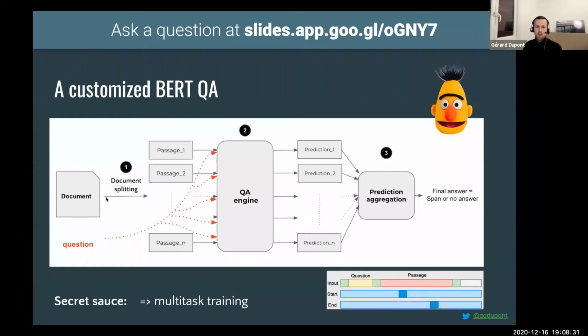Basically, you have one document in, or actually n documents, but you process them one by one. You split this document into different passages, so just a chunk of these documents, to try to identify which parts of the document are the most relevant for the current question. You pass the question in parallel also, so everything is vectorized. And for each of these passages, the QA engine is able to provide you a prediction of the relevance of this passage to the current question.